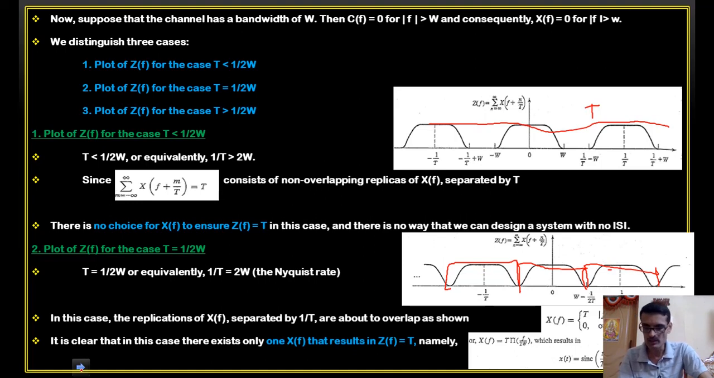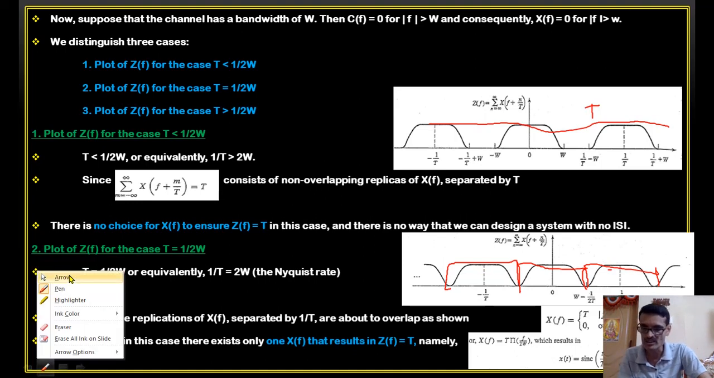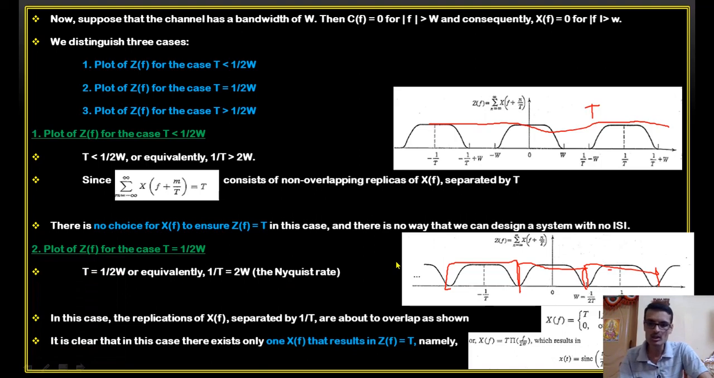Practically, it's not possible. But theoretically, we can say that this is the Nyquist condition. This is what the Nyquist condition is: T equal to 1 by 2W. So here it is possible. There's only one possibility over here. What is that possibility? That is Z of f is equal to T. For this same condition, it is possible.